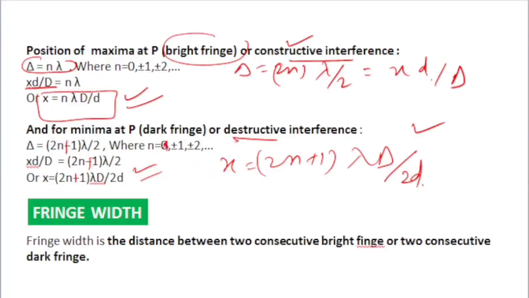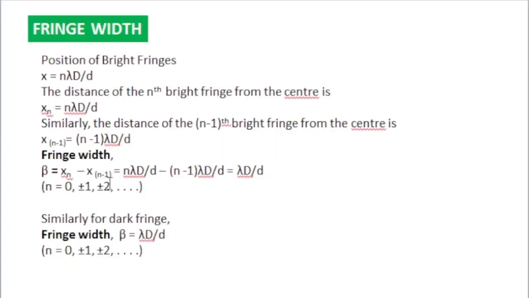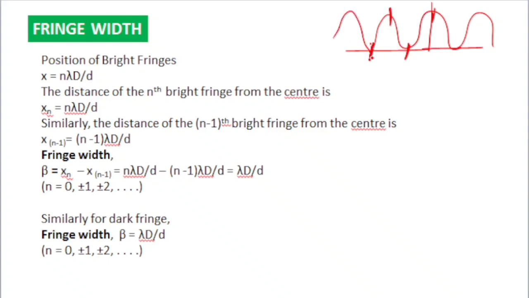Now after this, next is fringe width. What is this fringe width? The distance between two consecutive bright or dark fringes is called fringe width. So you know the position of a bright fringe is n lambda capital D by small d. Suppose this is the central maxima. These are two consecutive dark fringes, and these are two consecutive bright fringes. The distance between these two consecutive bright or dark fringes is called fringe width.